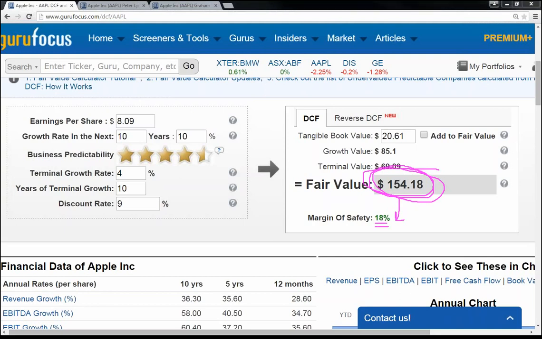If, on the other hand, we were to say, oh, it's not going to grow very fast, and we get a low value, notice how margin of safety becomes negative if the projected fair value is less than today's share price. Okay, so that's kind of how that works.